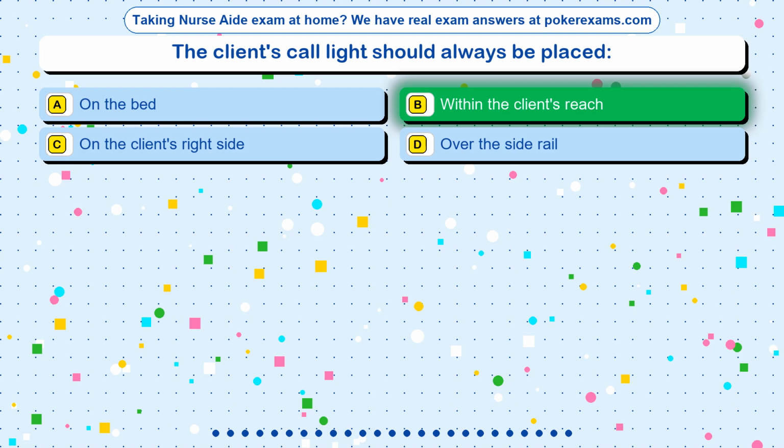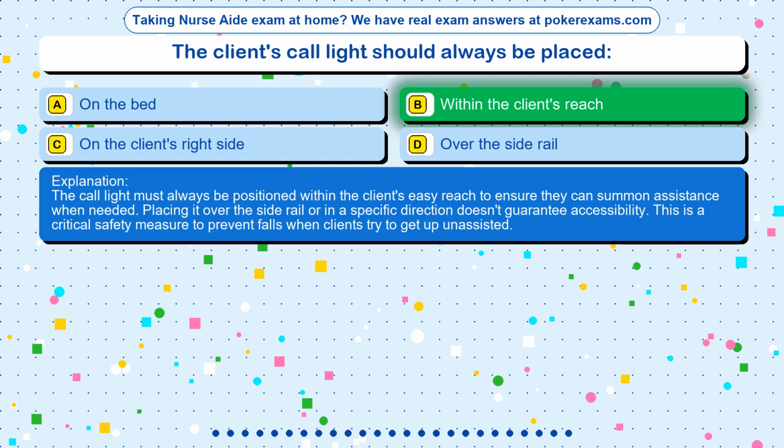The correct answer is option B. Within the client's reach. The call light must always be positioned within the client's easy reach to ensure they can summon assistance when needed. Placing it over the side rail or in a specific direction doesn't guarantee accessibility. This is a critical safety measure to prevent falls when clients try to get up unassisted.